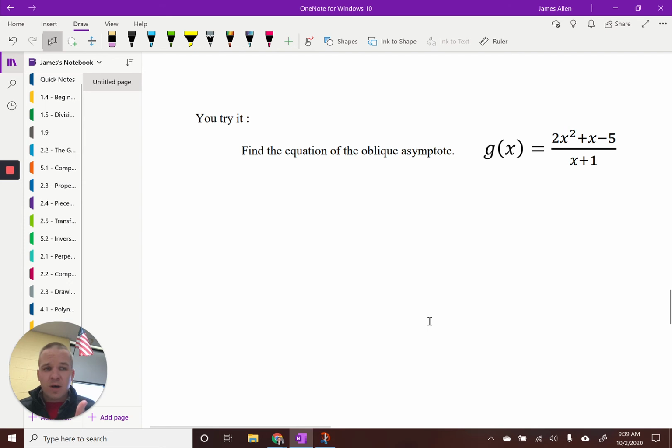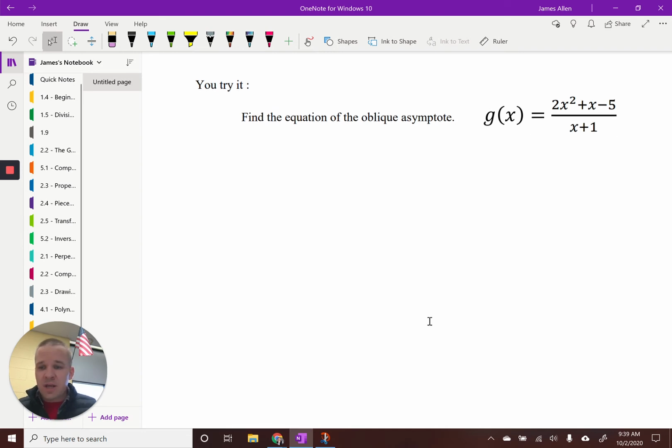All right. What can we use on this one, though? It's a linear binomial down in the denominator. I can use synthetic division. That's awesome. Go for it. Pause the video, and then we'll see a fully worked out solution when you guys get back.